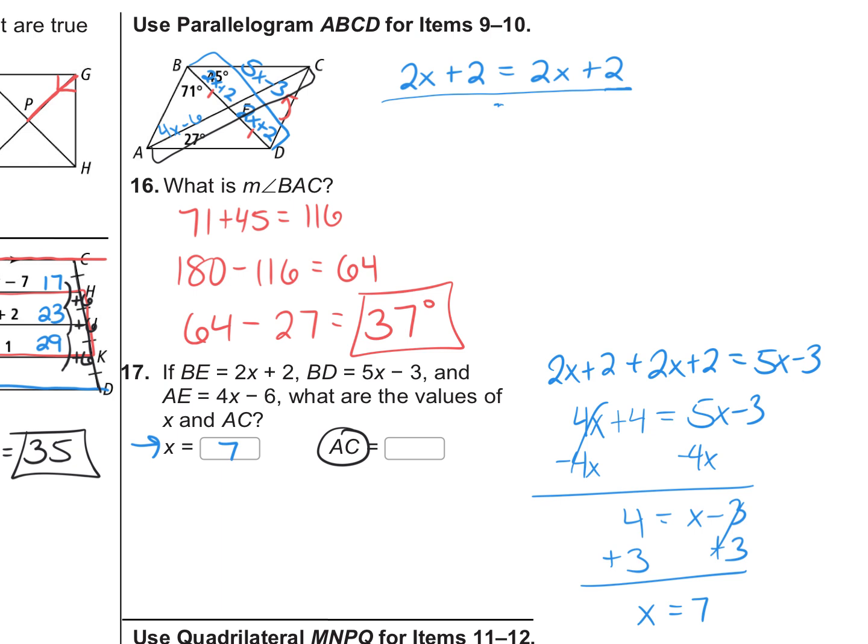Plug it into AE and then times 2. Yep. Do you agree AE is a part of AC? Yep, and we know it's half of it, right? So I can plug 7 into here. So I get 4 times 7, which is 28, minus 6, 22. So this here is 22. What do I know this is? Also 22. So if I want the whole thing, yep, multiply this by 2 or add 22 to get 44.